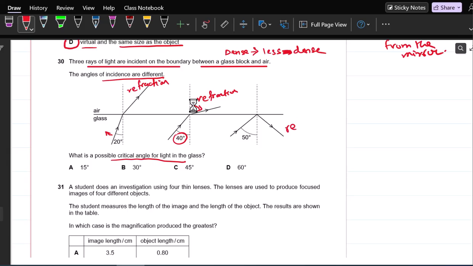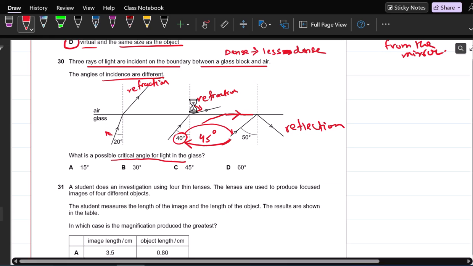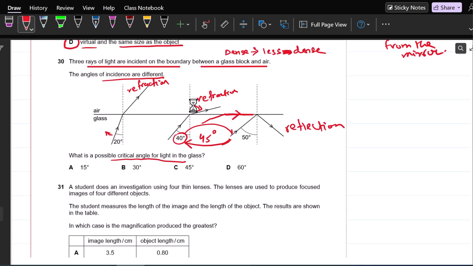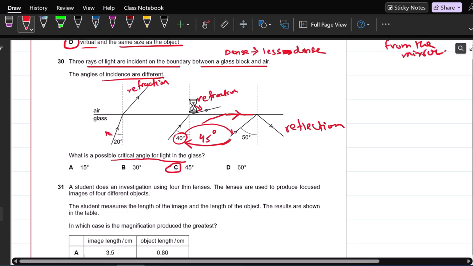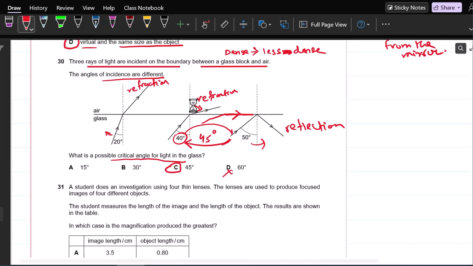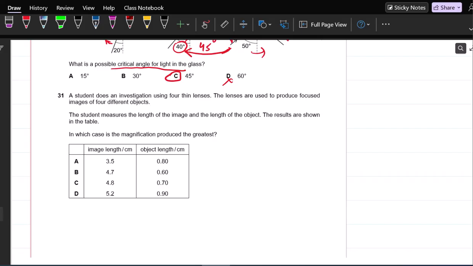Here reflection is occurring, total internal reflection you can say. So between these two angles might be 45 degrees, or between 40 and 50. When the angle is this one, the ray is going to bend on the boundary. So 15 is not possible, 30 is not possible, C is possible, and D is greater than this, so it is also not possible. Critical angle is when the angle of refraction is 90 degrees.